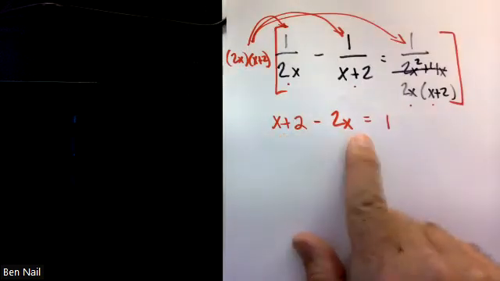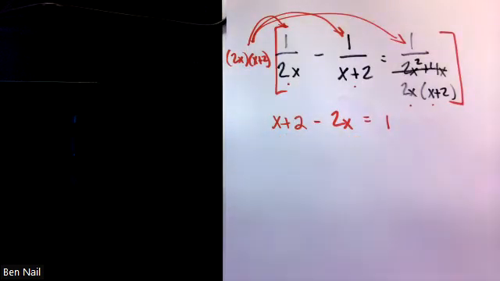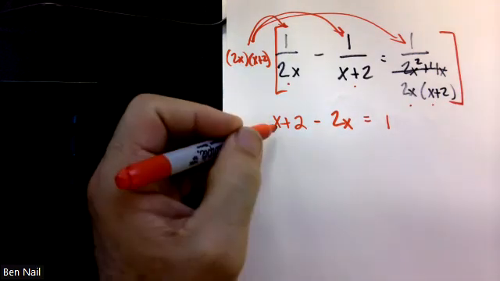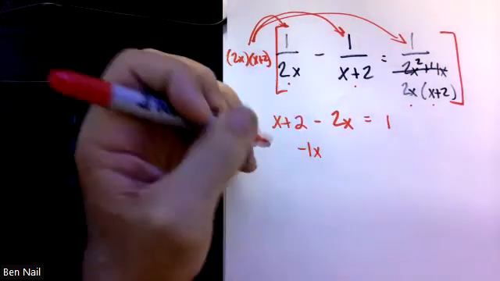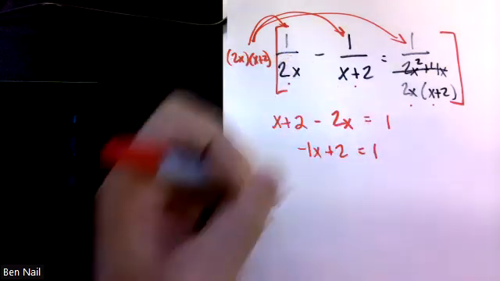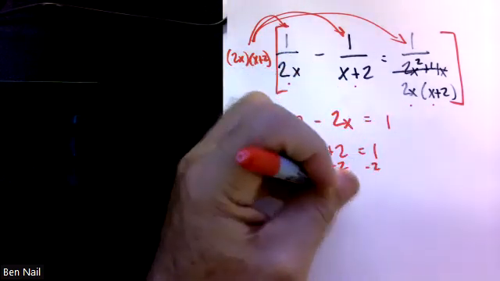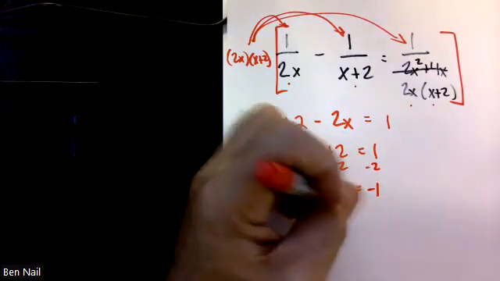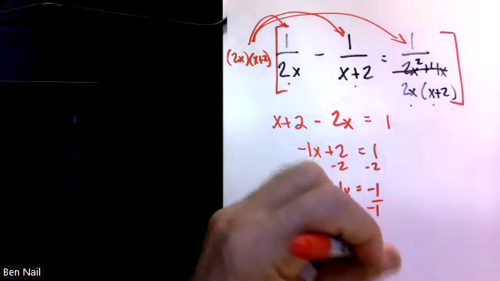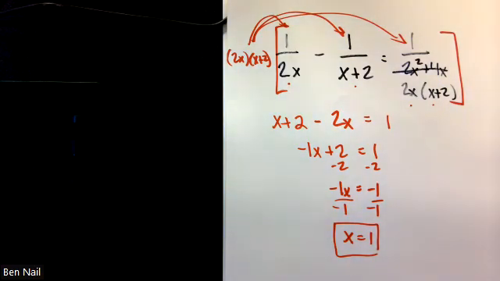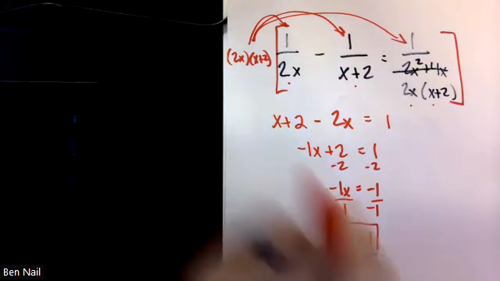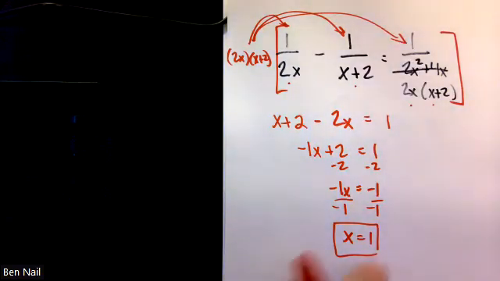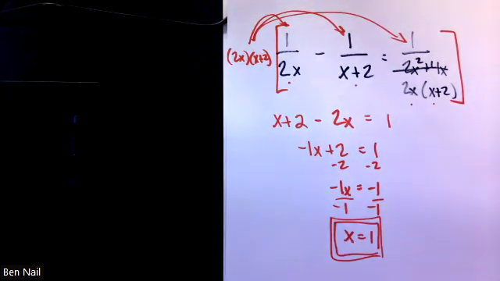Okay, this is just an x, not an x squared, a linear equation. So all I have to do is combine like terms. 1x minus 2x is negative 1x. Subtract 2 from both sides. Divide. X is 1. 1 does not cause division by 0. Again, if we wanted, we can plug our 1 in and see if we have a valid solution, which we do. X is 1.